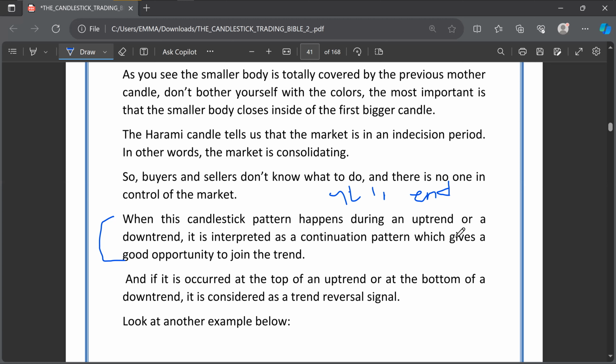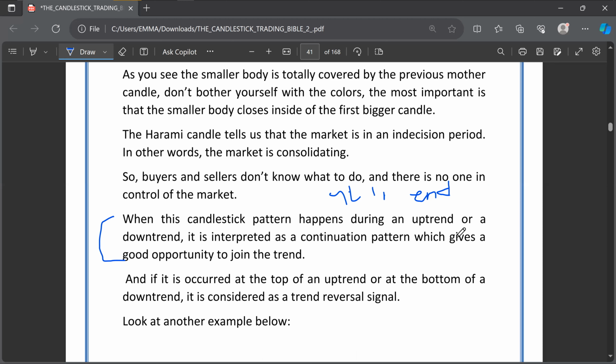So we are talking about the end of the trend. For the reversals, we use the phrase "at the end", either at the end of an uptrend or at the end of a downtrend. So if it's at the end, then there's going to be what? A reversal. That's for the reversal.